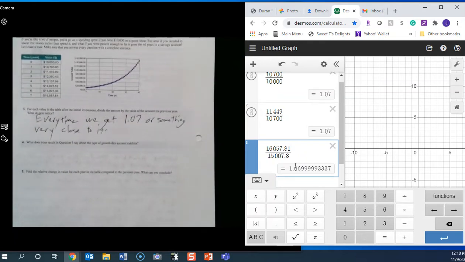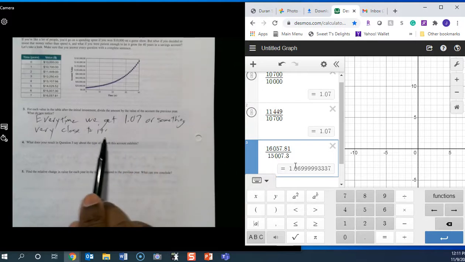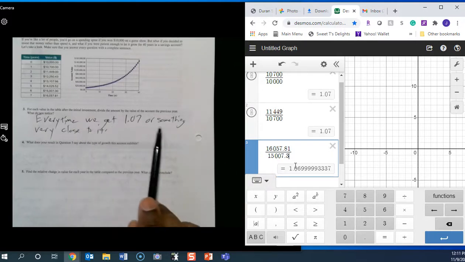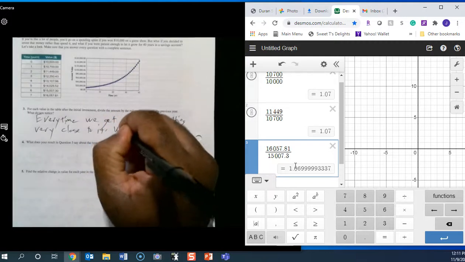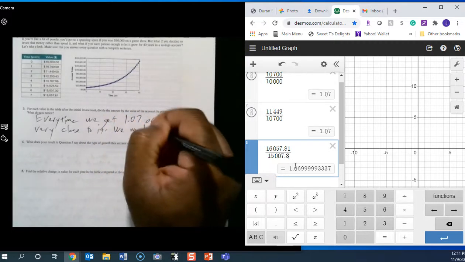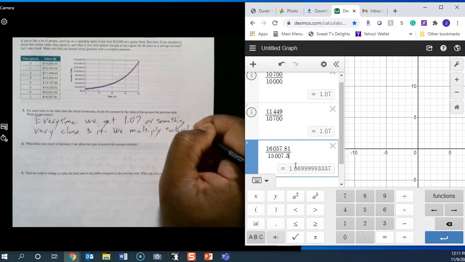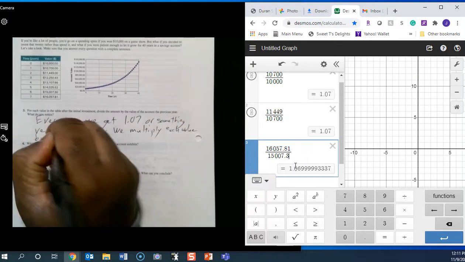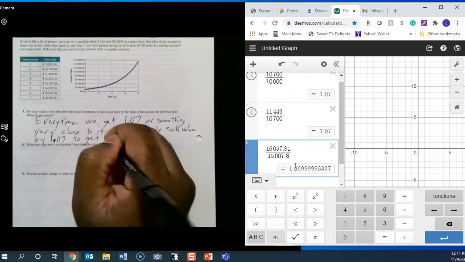Now it says number 4, what does your result in question 3 say about the type of growth this account exhibits? Okay, so I need to add on a little something here because every time we got 1.07 or something very close to it, so we would multiply each value by 1.07 to get the next value.